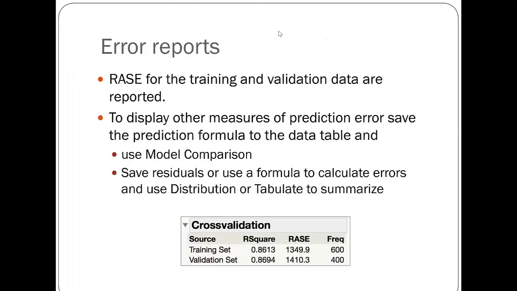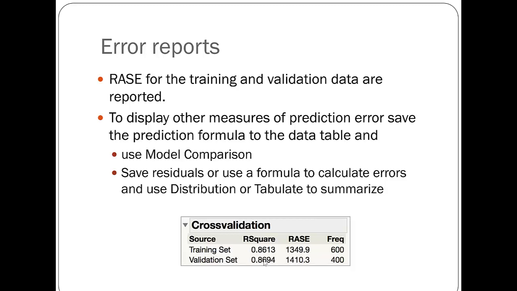If we want to see how the model does in the training data and also in the validation data set, we can look for this cross-validation table, and we see the source, training, validation, the R-squared, the root average square error, and the frequency. So this just tells us we've got a 60-40 split, and we see that the square root of the average squared error is pretty similar for both. For the training set, we do a little bit better than on the validation set. That's something that typically happens. The R-squared for the training set is again in the same ballpark as the validation set. So that's kind of what we're looking for.